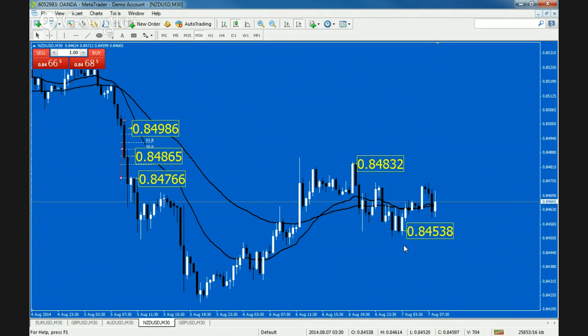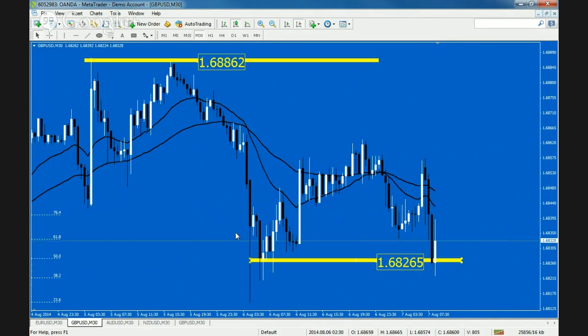You definitely don't want to get into a situation where you get a 4 pip stop and a 5 pip target. You don't want to do that. So practice and you'll start to get a feel for what I mean. Let's see, anything else? No, let's just go back to the pound.